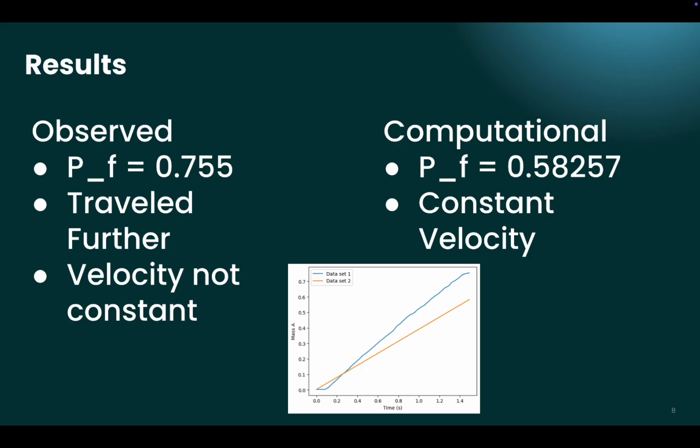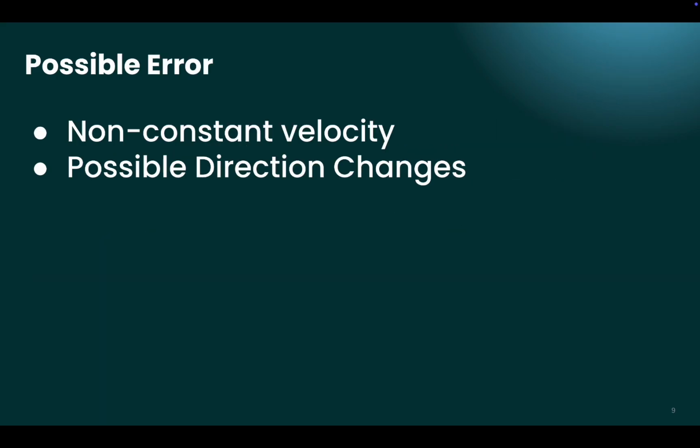The computational model assumes strictly constant velocity, whereas the Tracker data doesn't calculate the friction, but it is affected by the friction. Possible sources of error: the marker's velocity not being perfectly constant, minor direction changes due to an uneven surface, friction not being completely negligible, and small measurement inaccuracies in Tracker. These factors would cause deviations between the observed and computational results.